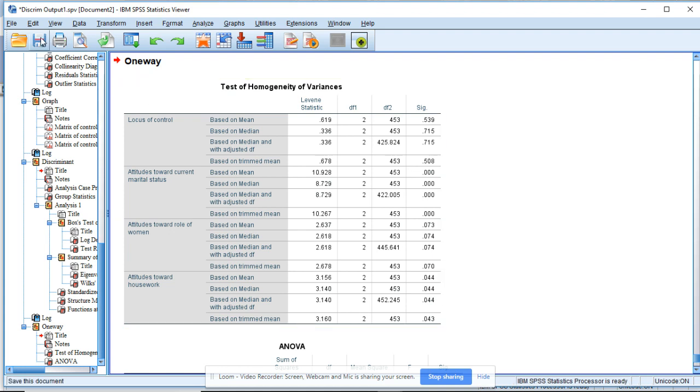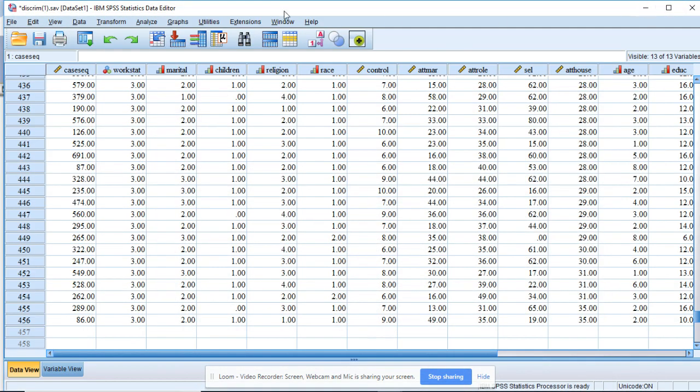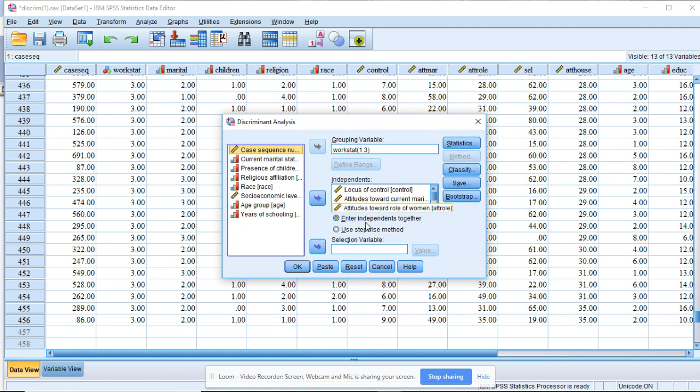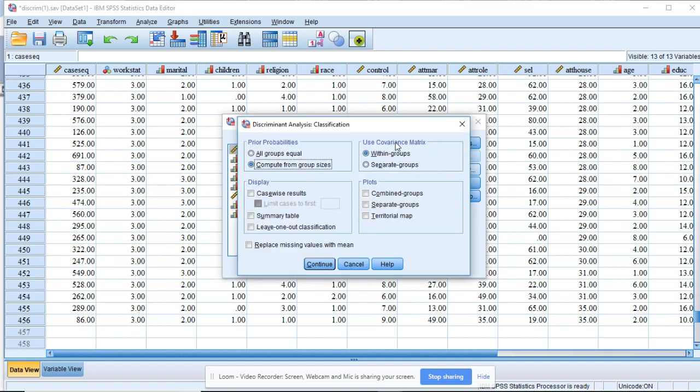So that means we have to account for that discrepancy. That's what the book talks about as the quadratic procedure. We cannot do that in SPSS. So the way that we do that is to run our analysis again. So click on Analyze, Classify, and Discriminant. All these things are the same and we still enter them together. But when we click on Classify right here, we are going to use the separate groups covariance matrix. That will adjust for the fact that we did not get homogeneity of variance covariance matrices. So that's how you do that.